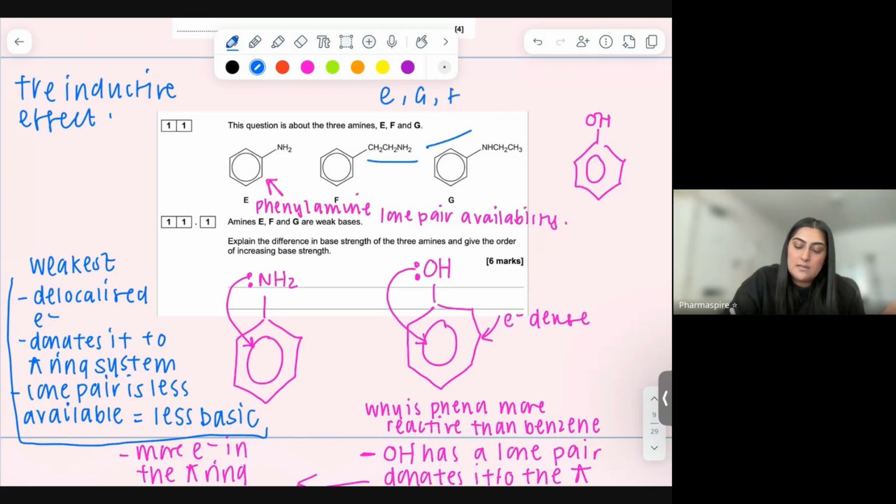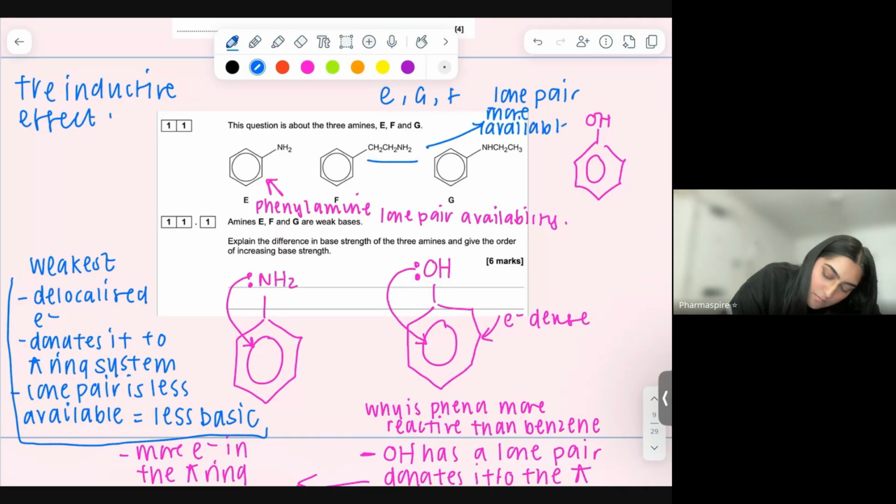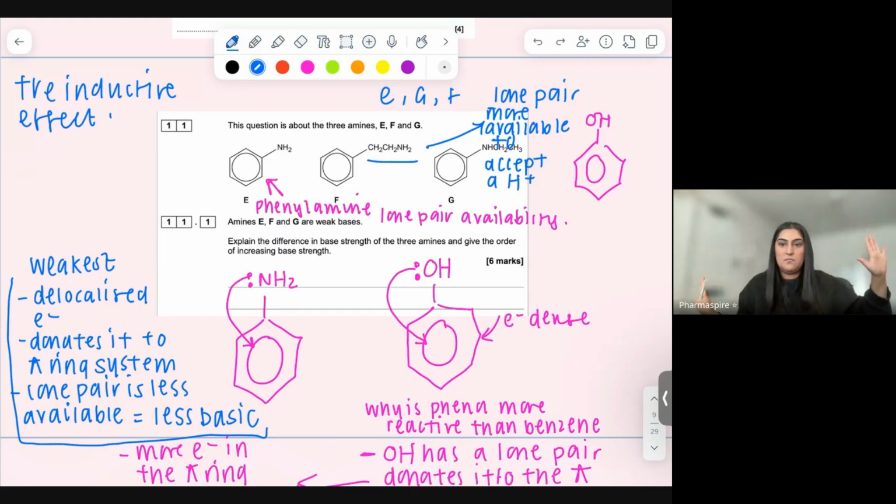Now, the reason is that you can say it has a higher likelihood of positive inductive effect because it's easier for the reaction to occur. So you could say the lone pair is more available to donate or accept a H plus. So it's lone pair more available to accept a H plus. So do you see how it's more available than that one? That's why you'd say F. Everyone happy with that? So that covers all aspects of basicity and why.